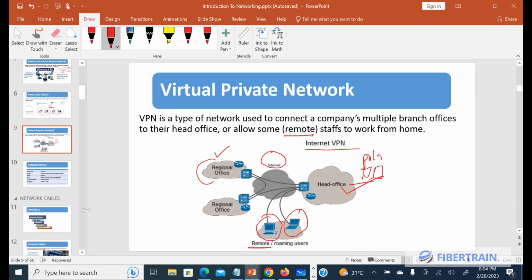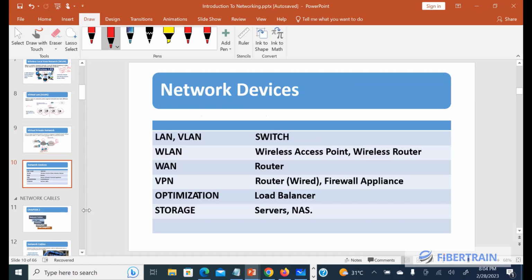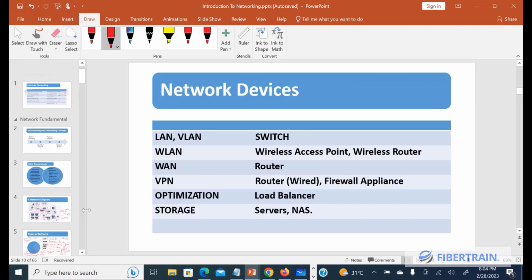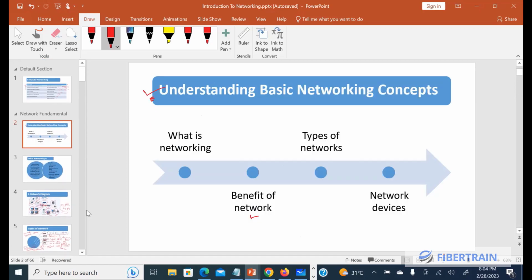All right, so now let's quickly look at network devices. Just a recap, here we are discussing basic networking concepts. We have defined what networking is all about. We've looked at the benefits in terms of sharing resources and sharing information. We just looked at types of network where we discussed LAN, VLAN, WAN, etc. And now the last thing we'll be talking about today is network devices.